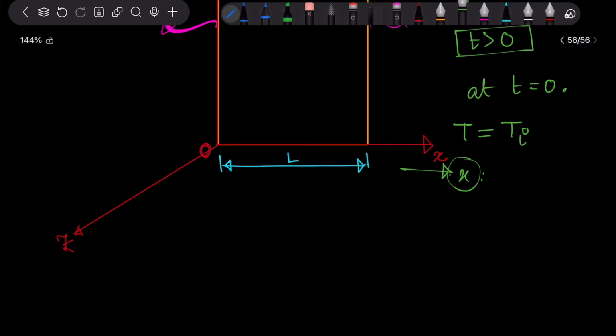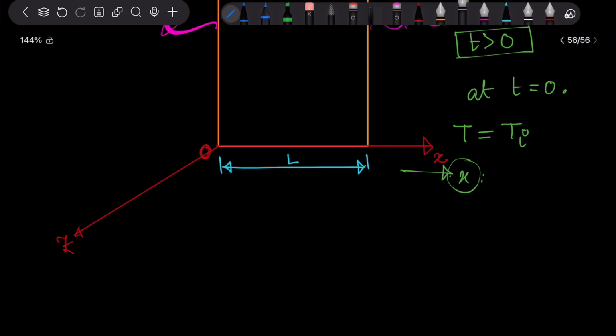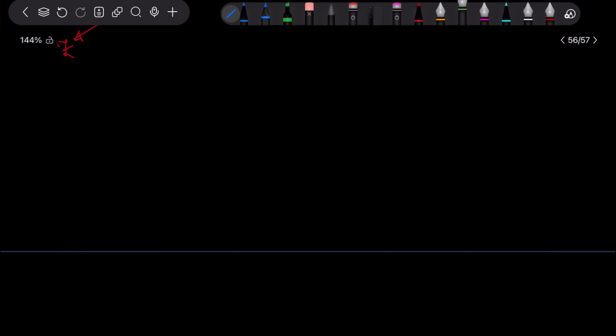Now pause the video and write the governing equation first. For every problem, not only in heat transfer but also in fluid mechanics and solid mechanics, the basic step is to write the governing equation. So here, pause the video and try to write the governing equation. I hope that all of you have written the governing equation.